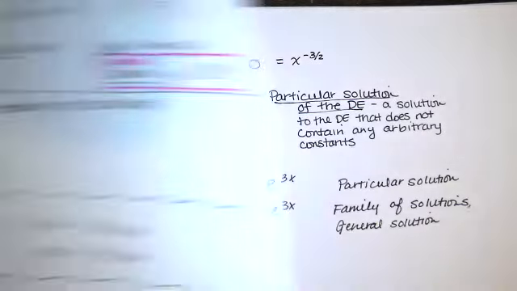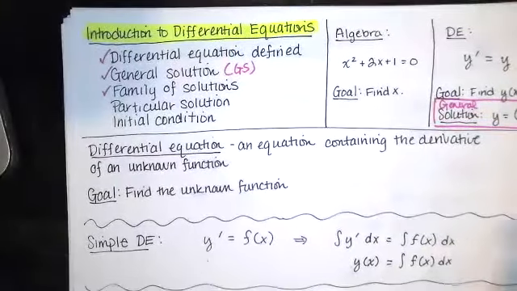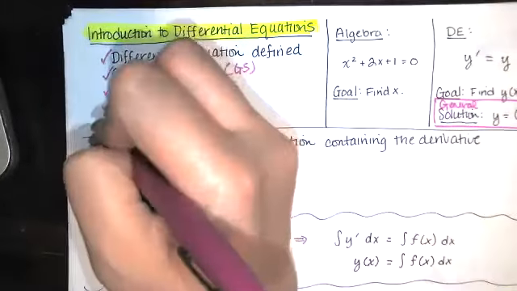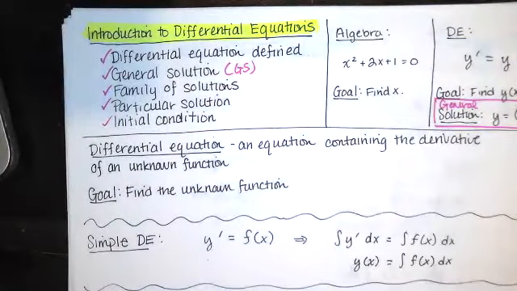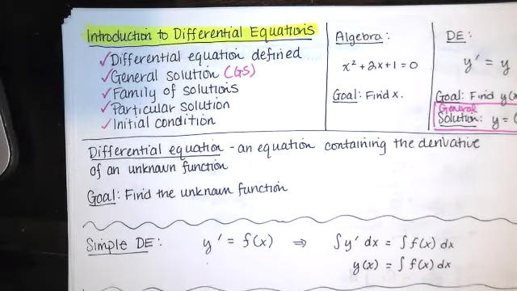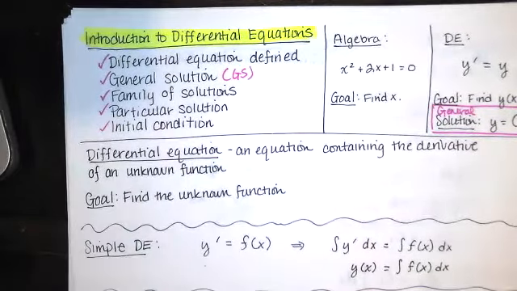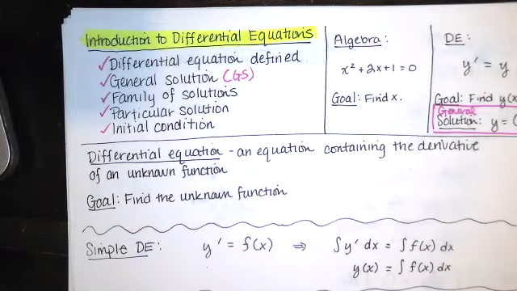Okay, so we defined a particular solution. That's a solution without any arbitrary constants in it. We talked about initial conditions. Those are values of the function and the function's derivatives at a particular value of the independent variable. Or if the independent variable is x, that's a particular value of x. And a general solution is a family of solutions that contains all solutions to the differential equation. And the differential equation is just an equation with a derivative in it. You're trying to find the original function.